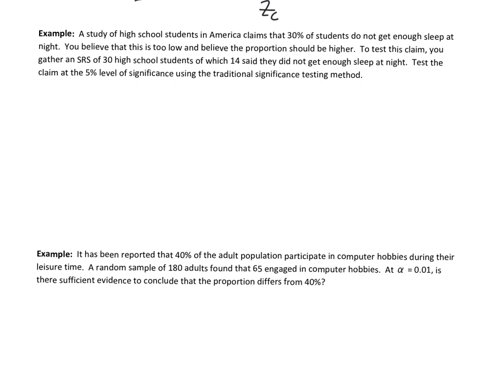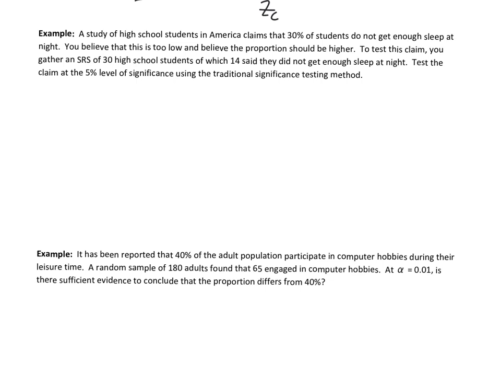So our first example says, a study of high school students in America claims that 30% of students do not get enough sleep at night. You believe that this is too low and believe the proportion should be higher. To test this claim, you gather an SRS of 30 high school students, of which 14 said they did not get enough sleep at night. Test the claim at the 5% level of significance using the traditional significance testing method.